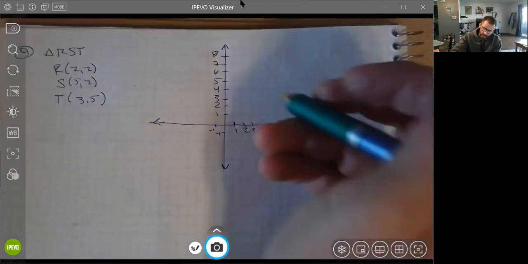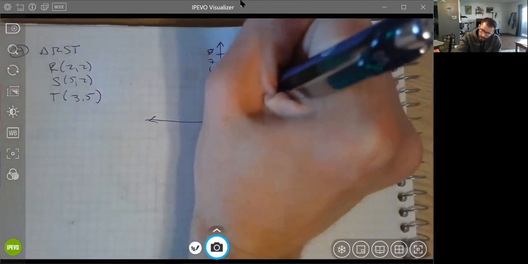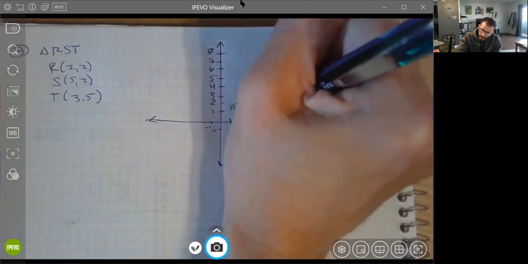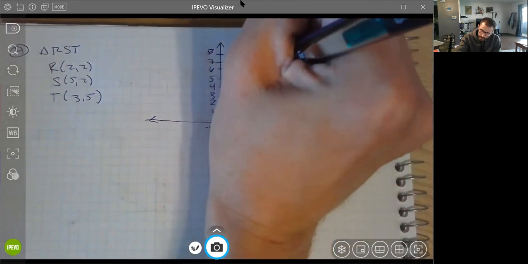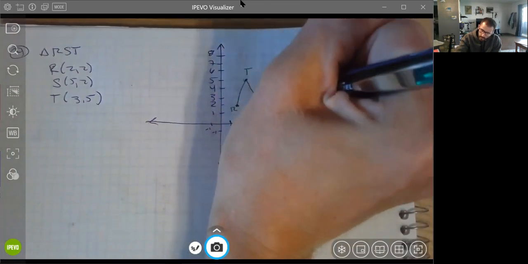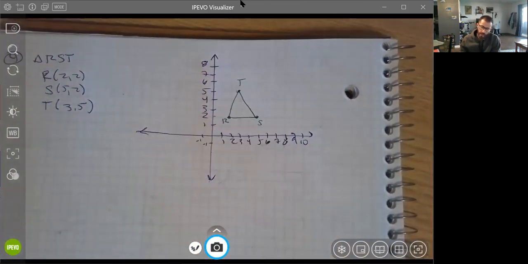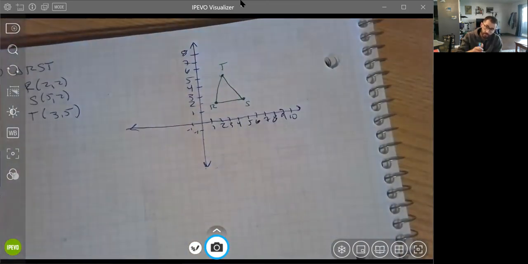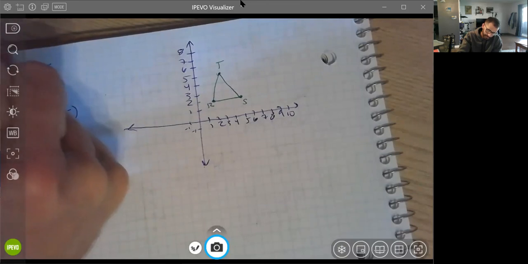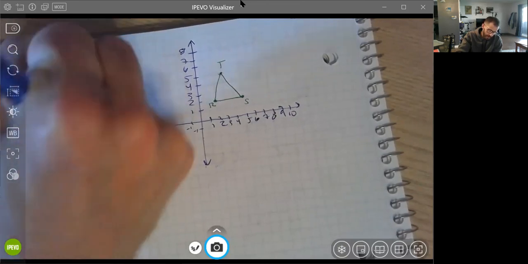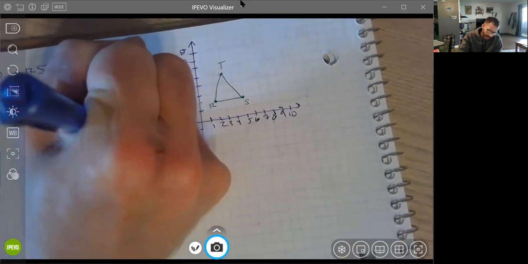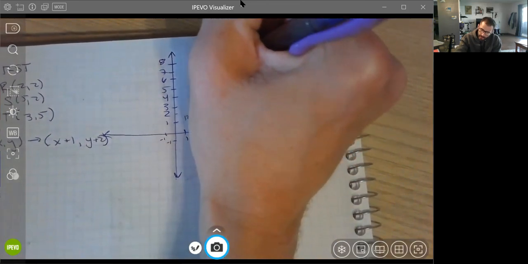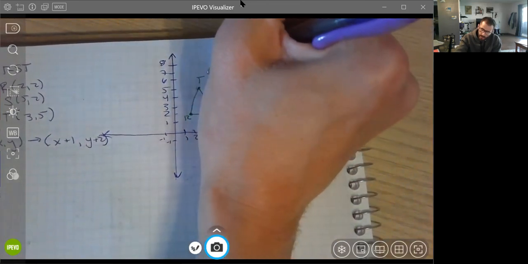Triangle, point R is at 2, 2. Point S is at 5, 2. And point T is at 3, 5. That's a nice isosceles triangle. And it looks like the translation to the image, vocab is important here, is all the X's we got to add 1, all the Y's we got to add 2. So let's see. Let's take this X, let's add 1. Let's take this Y and let's add 2.